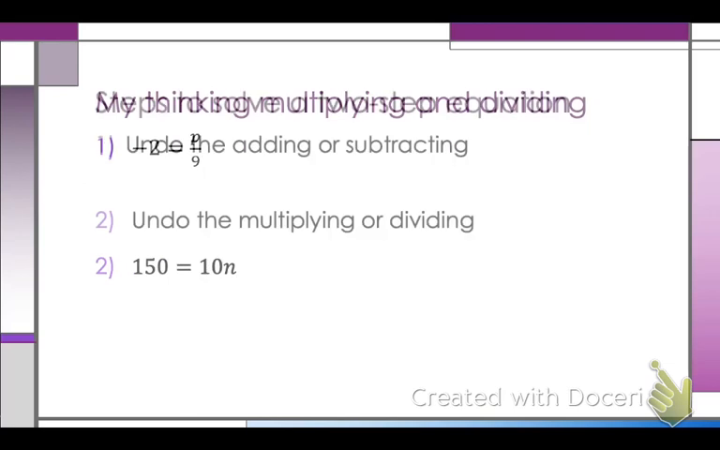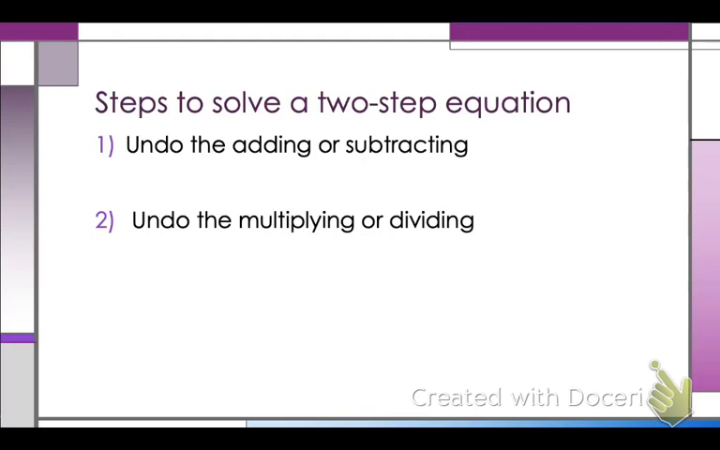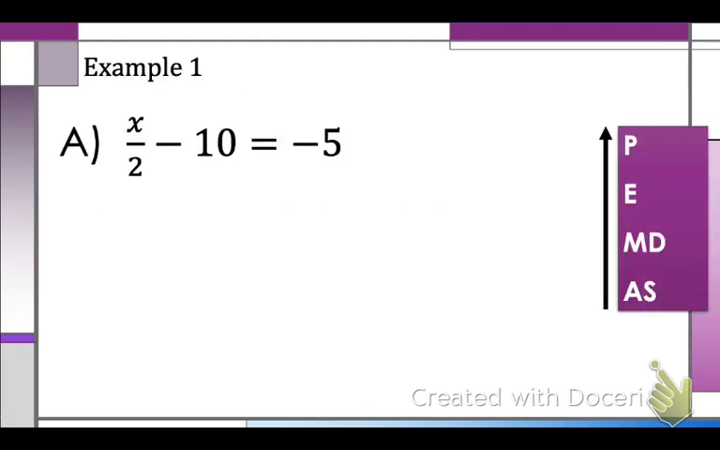Okay, now we're going to move on to two-step, which you did learn last year. Okay, but these are the steps for solving a two-step equation. Write them down. So step 1 is you undo the adding or subtracting. And then step 2 is you undo the multiplying or dividing. So for example, always put that line down the middle.